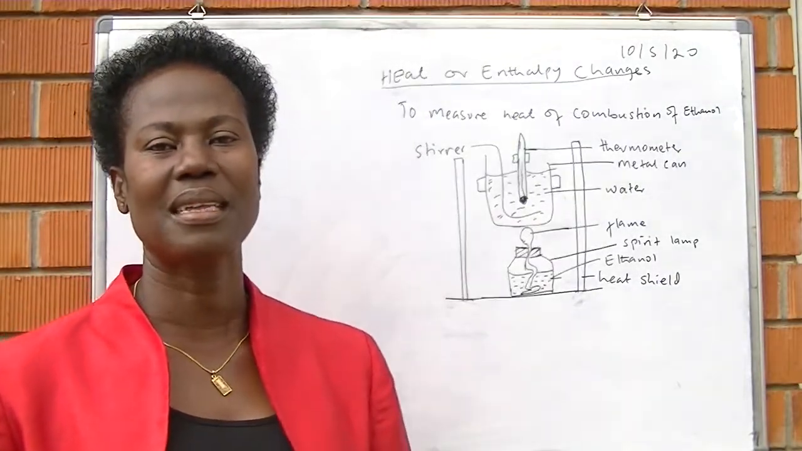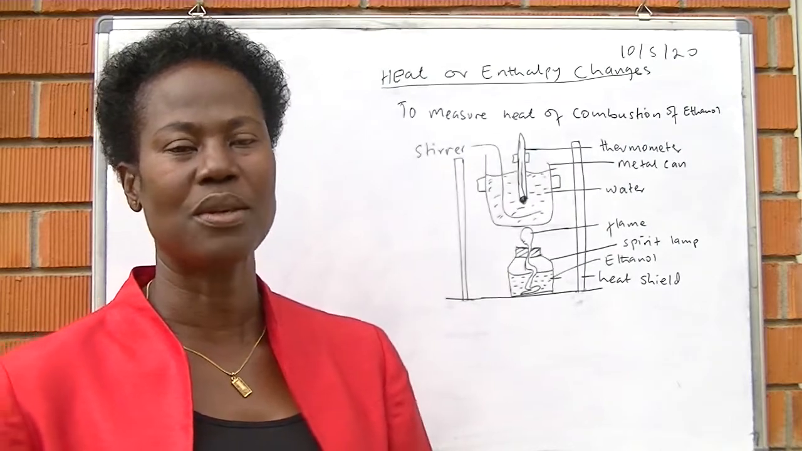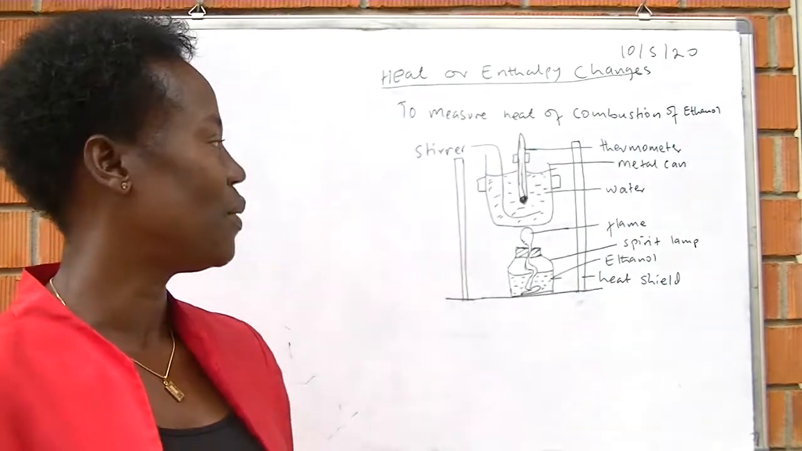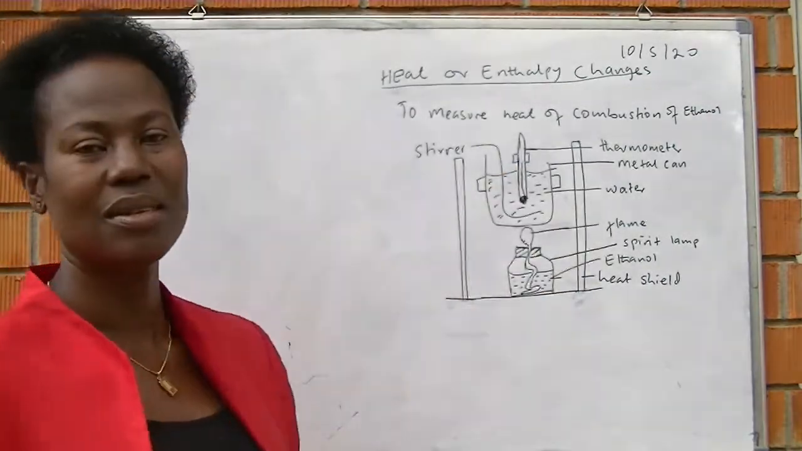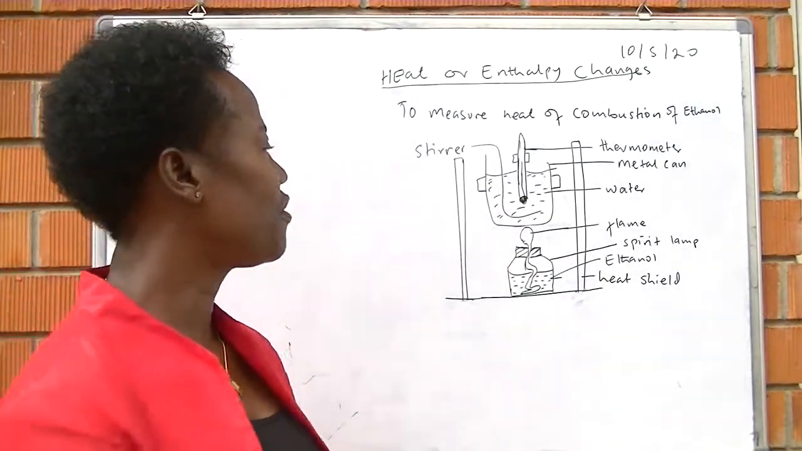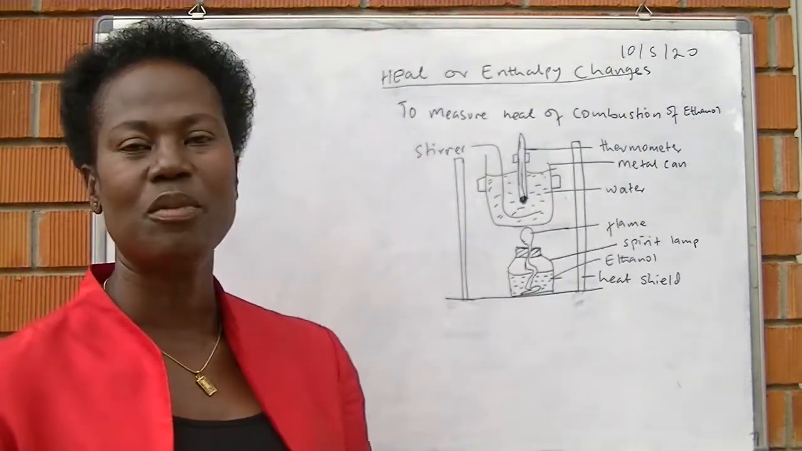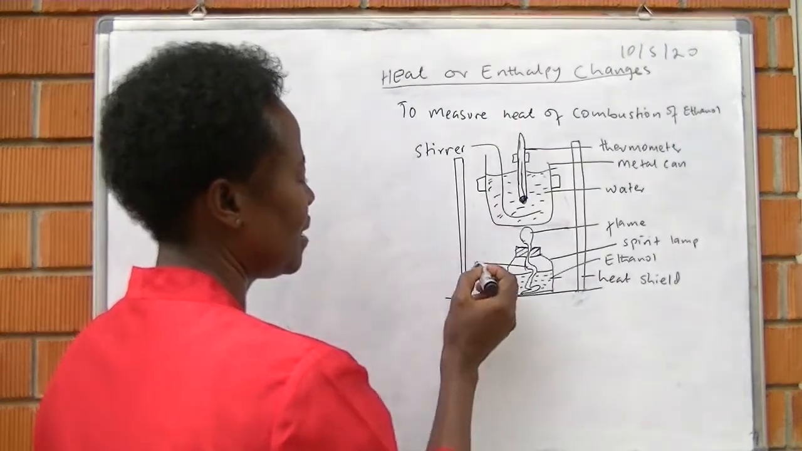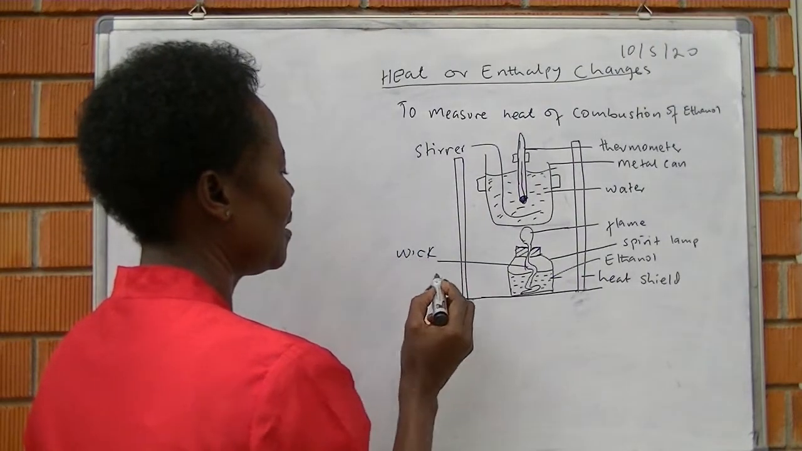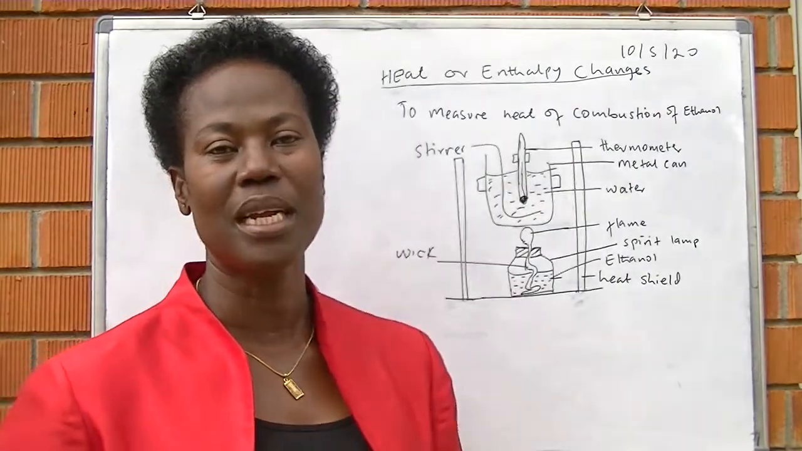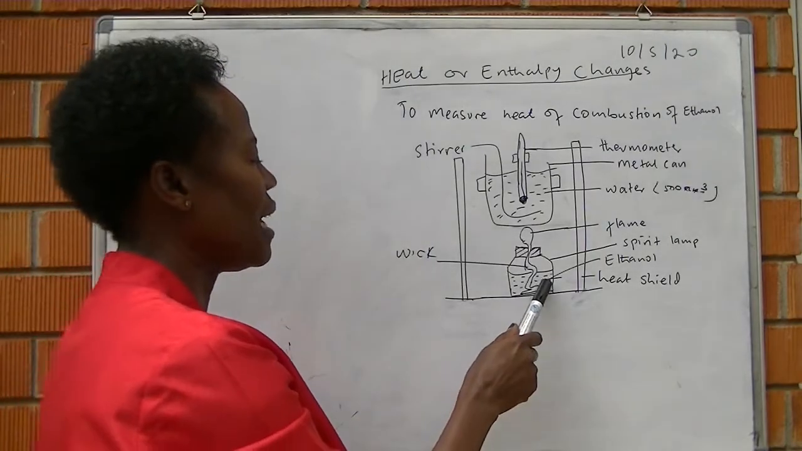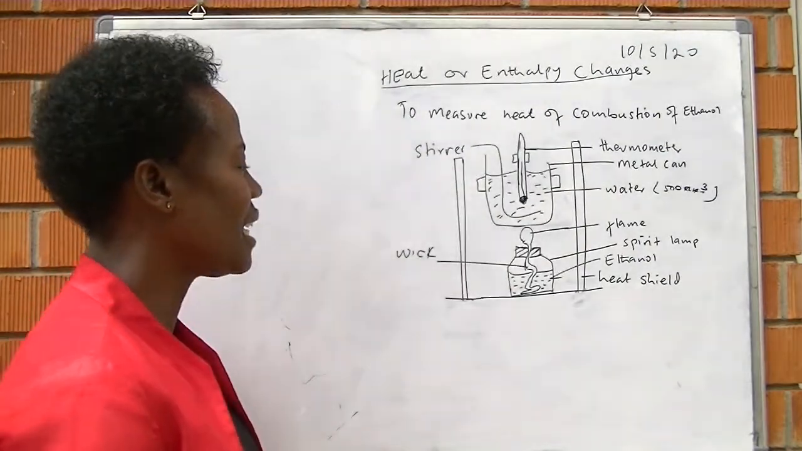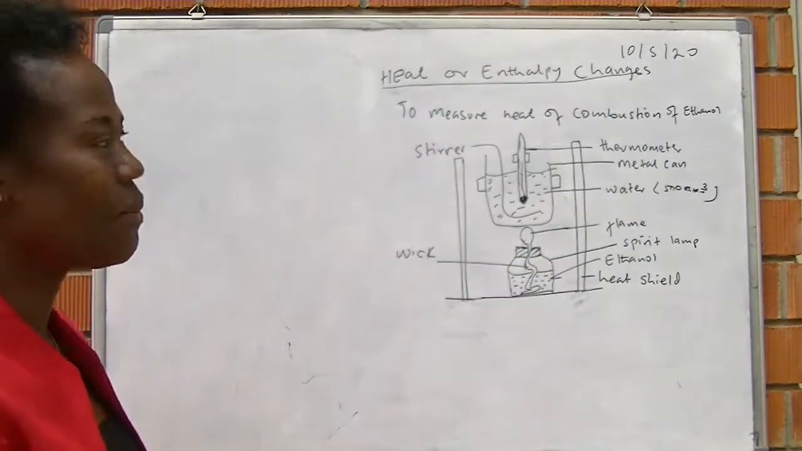We can now study how we can determine the enthalpy of combustion. An example is ethanol. We can determine the enthalpy of combustion of ethanol. The setup of apparatus is drawn like this. You must have a metal can, a spirit lamp, a wick, and then ethanol of a known volume. Pour ethanol of a known volume into a spirit lamp. Fix a wick and note the mass of the lamp together with its content.